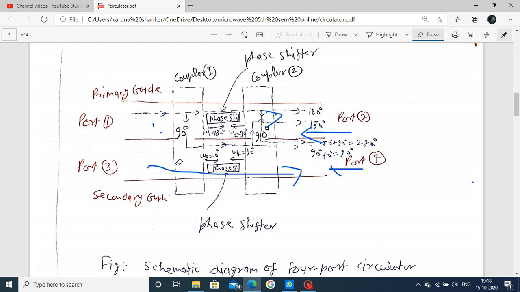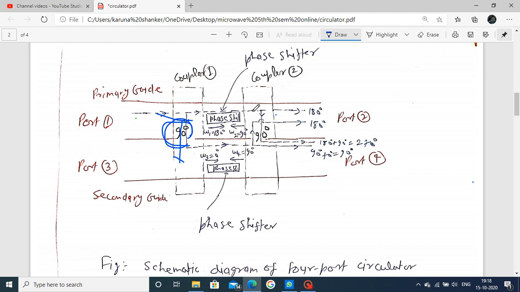We use a primary waveguide and a secondary waveguide, so two waveguides, two couplers and two phase shifters. Also, observe the property of the coupler. When a wave moves from the primary side to the secondary side through coupler 1, it introduces a phase shift of 90 degrees. Coupling between primary and secondary using coupler 1 introduces 90 degrees, one of the properties.